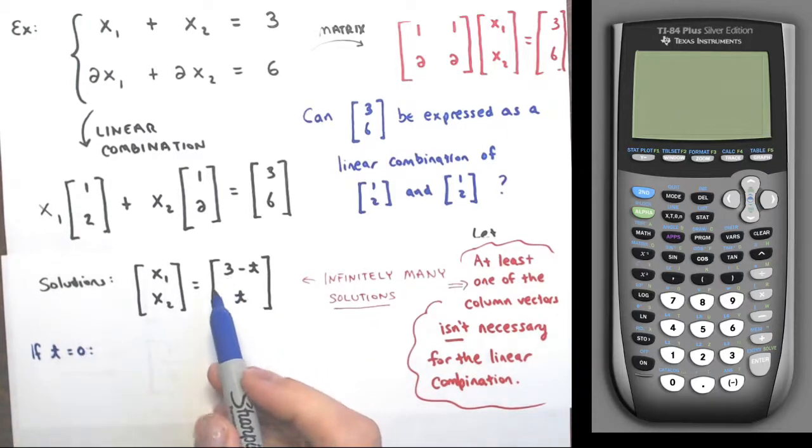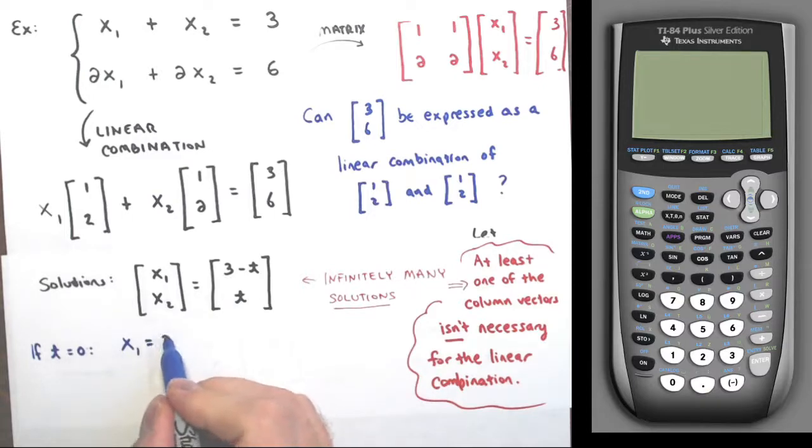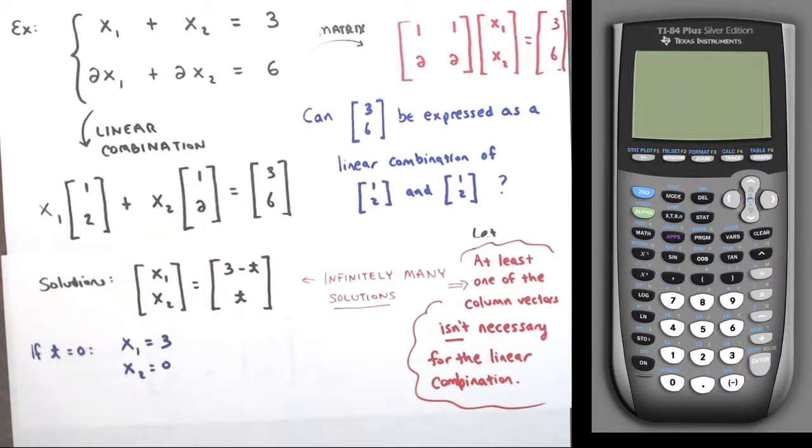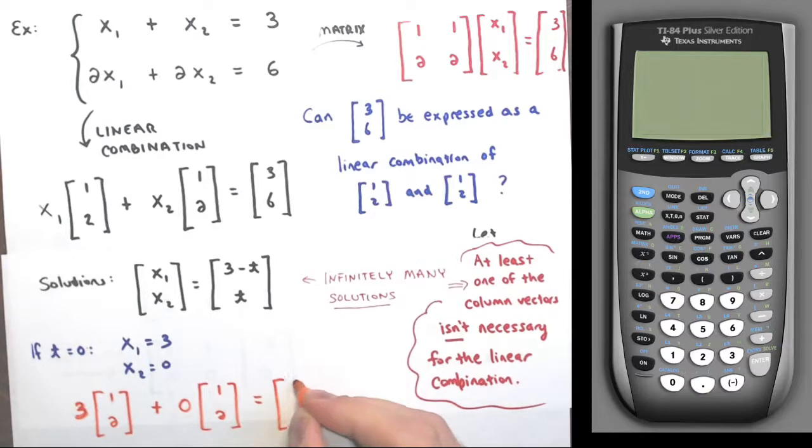we get x1 equals 3, x2 equals 0, and this is what I was talking about. You don't really need this second column. So I'd have 3 times 1, 2 plus 0 times 1, 2 equals 3, 6. And again, double check, make sure this is actually true, right? 3 plus 0 is 3, 6 plus 0 is 6, right? It works out.